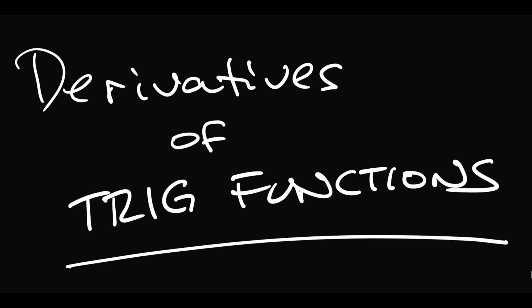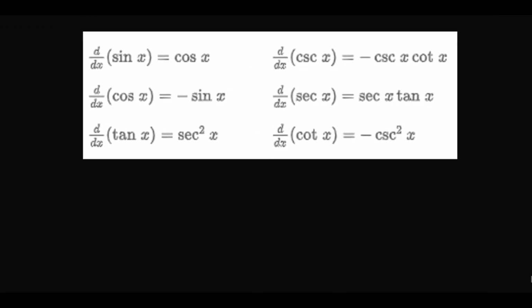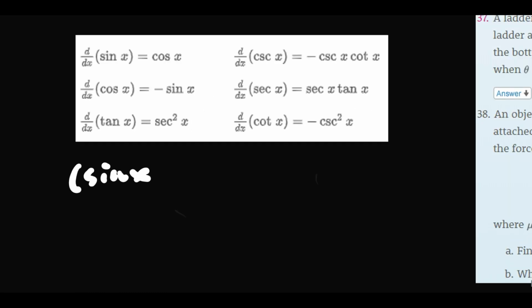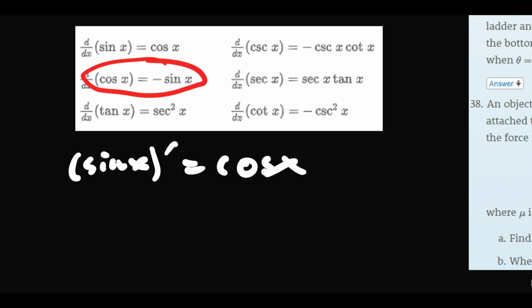Let's talk about the derivatives of trig functions. Essentially, they are all right here. So the derivative of sine is cosine. The derivative of cosine is negative sine. The derivative of tangent is secant squared.